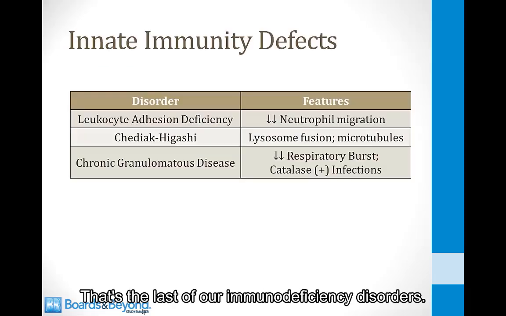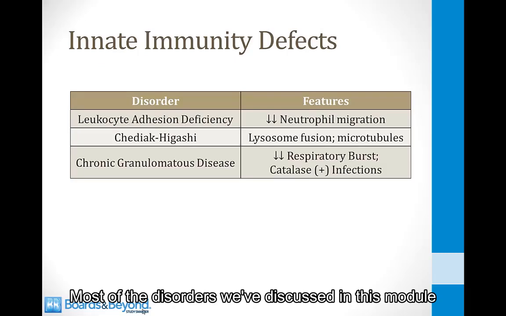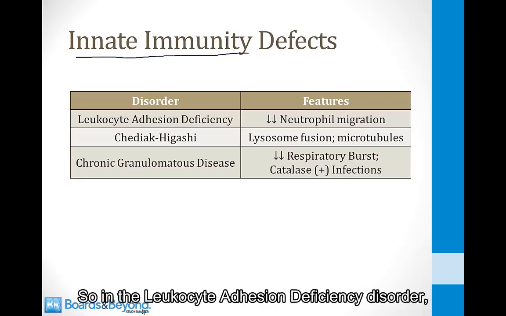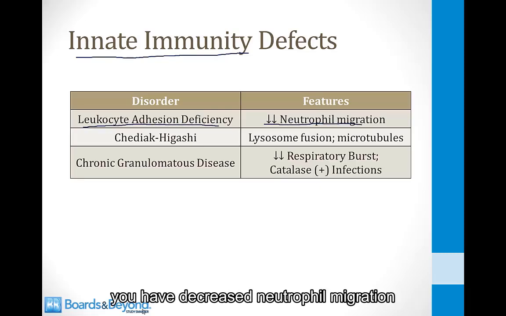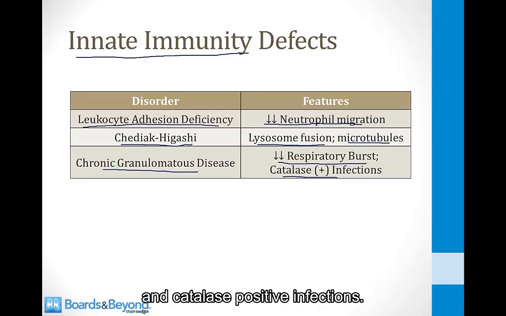That's the last of our immunodeficiency disorders, and let me just finish with this summary slide. Most of the disorders we've discussed in this module are disorders of adaptive immunity. They are problems with B cells or T cells or antibodies. But the last three disorders we discussed are all problems with innate immunity. So in the leukocyte adhesion deficiency disorder, you have decreased neutrophil migration. In the Chediak-Higashi disorder, you have a failure of lysosome fusion from a microtubule defect. And in chronic granulomatous disease, you have loss of the respiratory burst and catalase-positive infections.